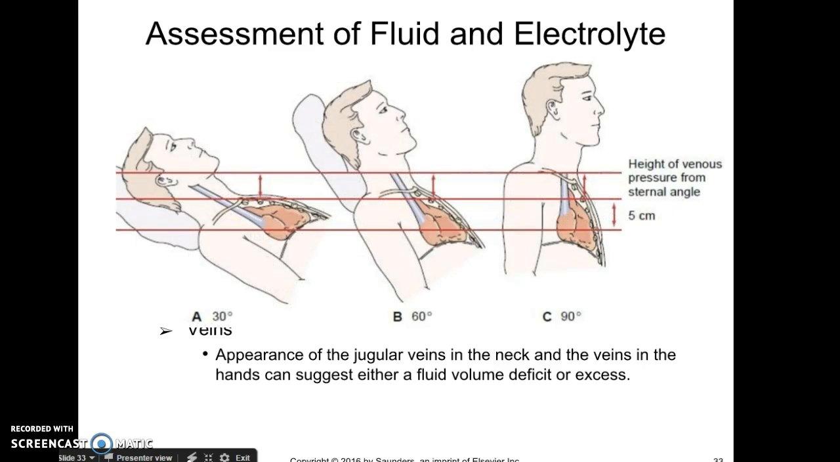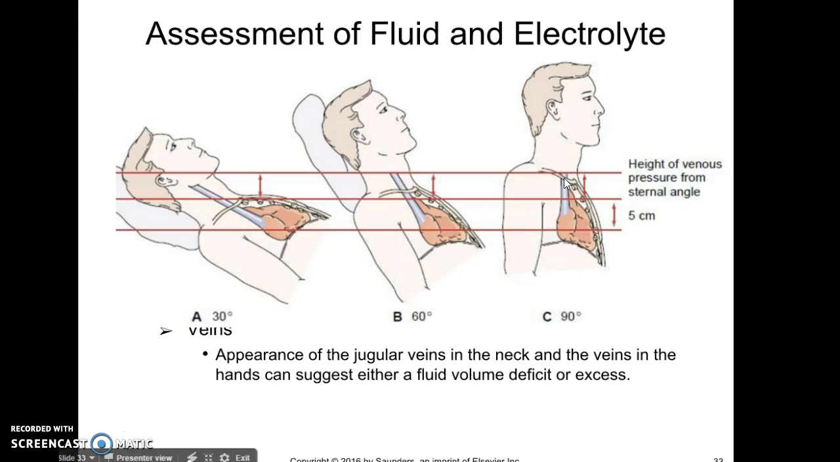And so I found this picture that's showing you the jugular vein, that vein in the side of the neck that goes under the ear. Most people, you can see their vein, and when they're lying down, you can kind of see it pulsing sometimes. Then as you sit the person up, when they're up at a 90-degree angle, you can't hardly see it at all.